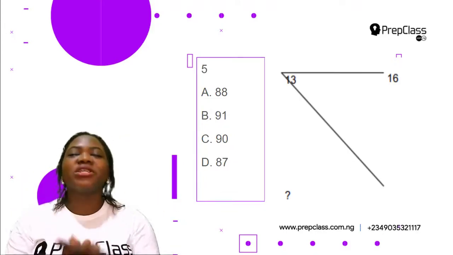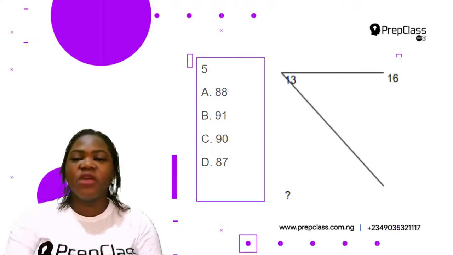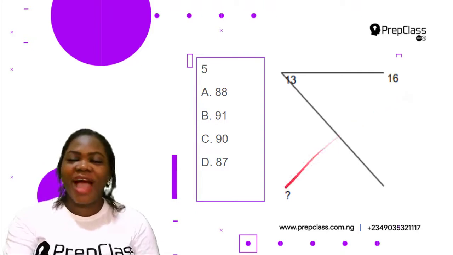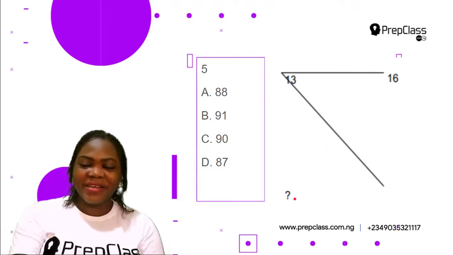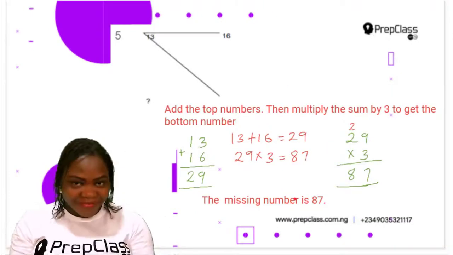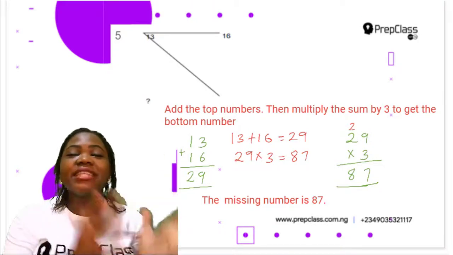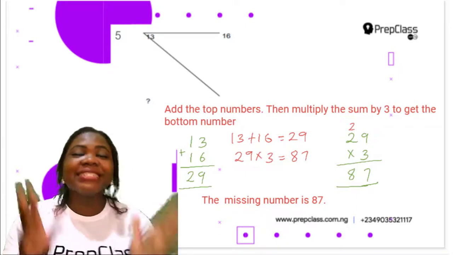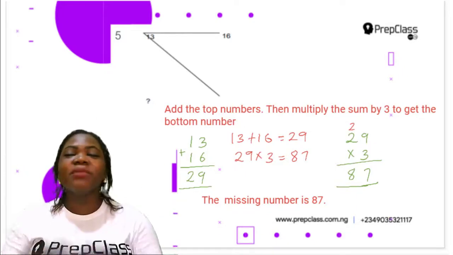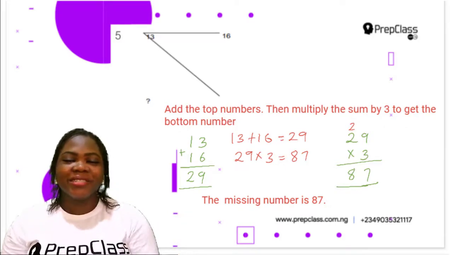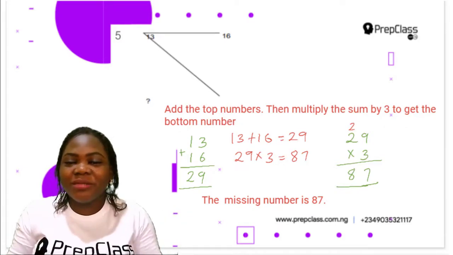Okay, so the last question in this video, question 5, we are given the two top numbers as 13 and 16. And then we are asked to find the bottom number. So how do we do this? You should be able to do this. All you have to do is to find the sum of the two top numbers. That is, add the two top numbers. Then multiply the answer by 3. That's all you have to do to get the bottom number.